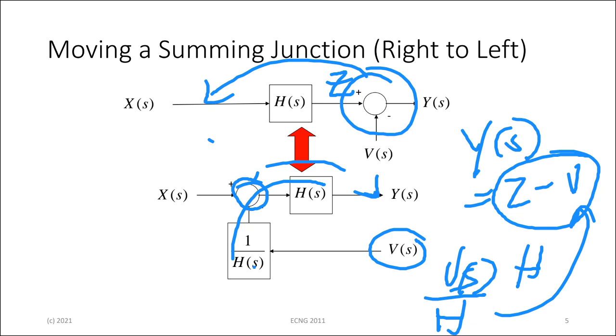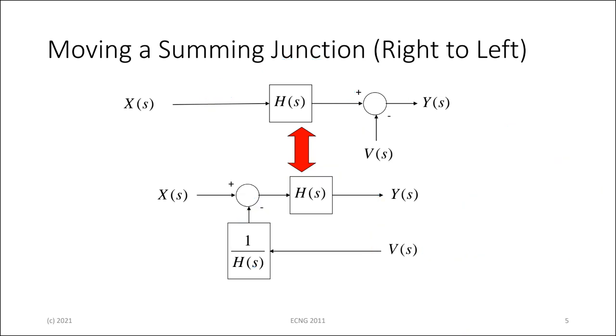Right? Seeing that? If you take a summing junction and you move it before a block, then you have to add an additional block going into the summing junction, whose transfer function is 1 over the block that you just bypassed.